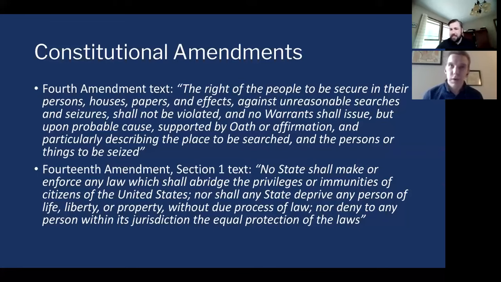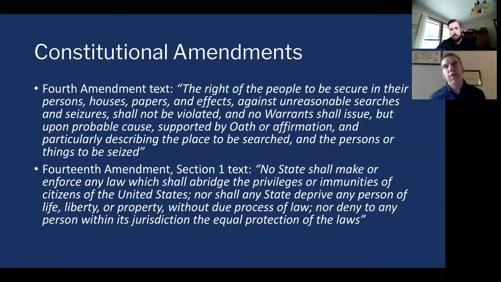Yeah, so a couple of years before Mapp, the Supreme Court had ruled that the Fourth Amendment is incorporated to apply to the states. So in other words, states cannot just enter someone's home without a warrant.